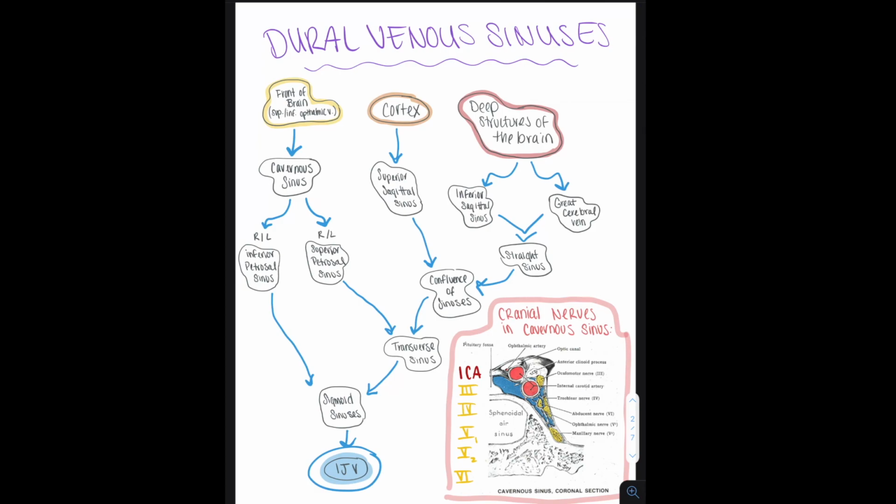Going back to the cavernous sinuses that we discussed earlier, there are many other structures that pass through these as well. The internal carotid arteries wind their way through these sinuses, as well as cranial nerves 3, 4, branches 1 and 2 of cranial nerve 5, and 6.